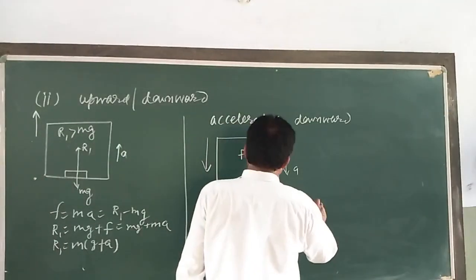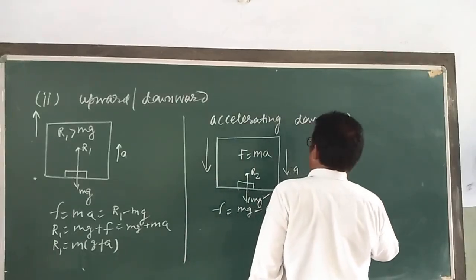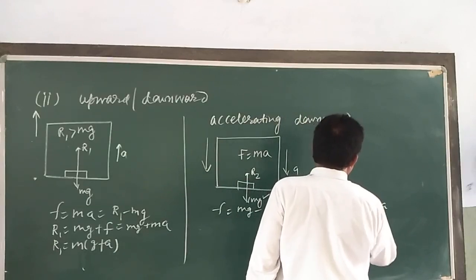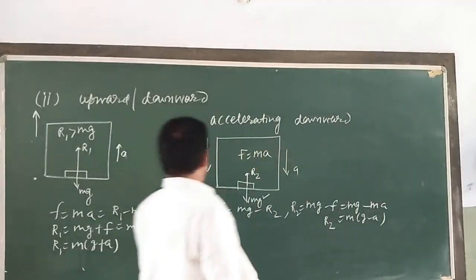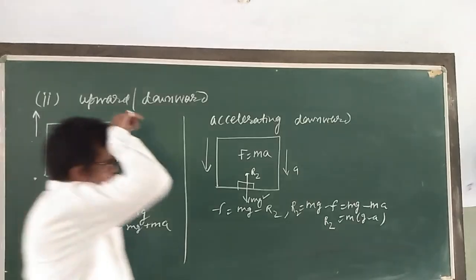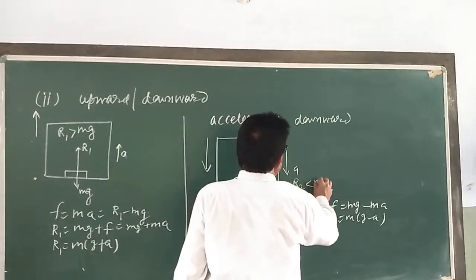R2 is equal to mg minus f. That is, mg minus f, in place of f put ma, that is m into g minus a. This is R2. R2 has become m into g minus a, children. R2 is less than mg. Here R2 is less than mg.